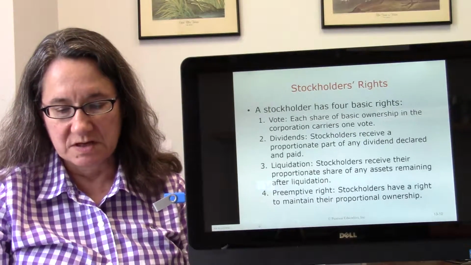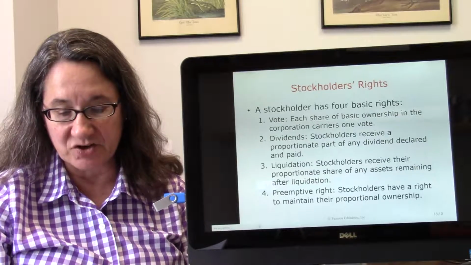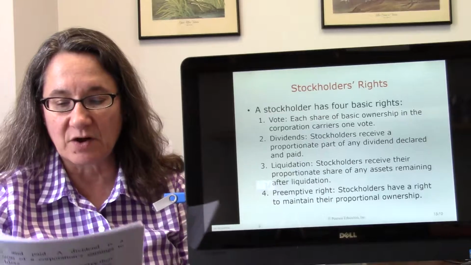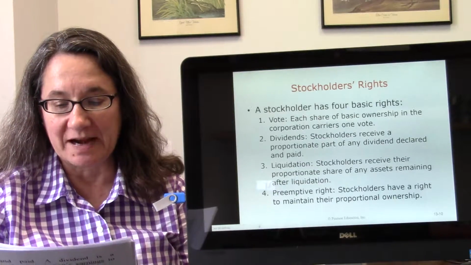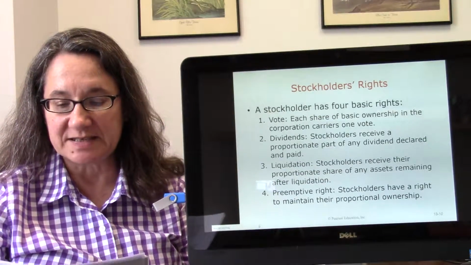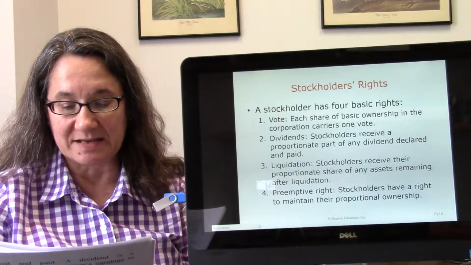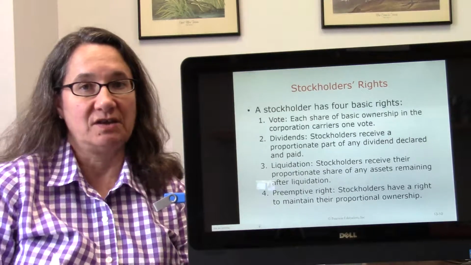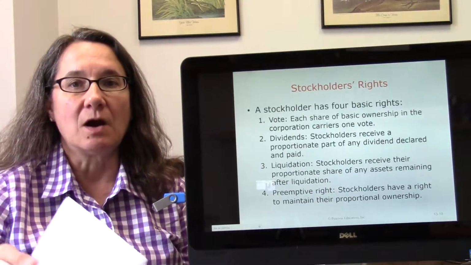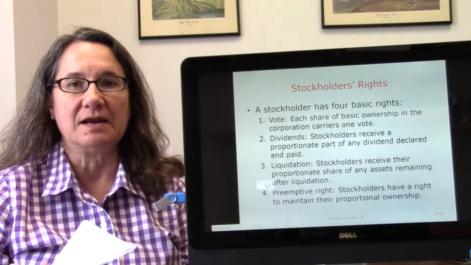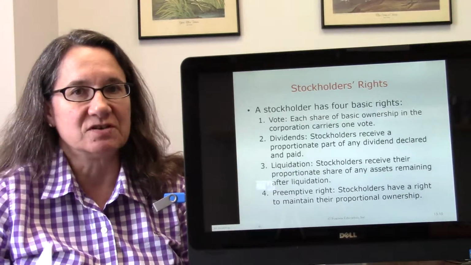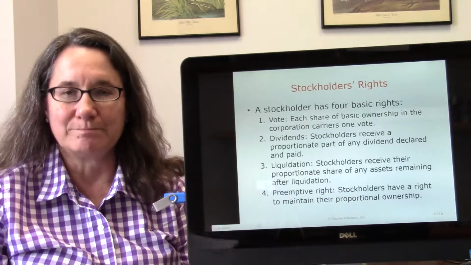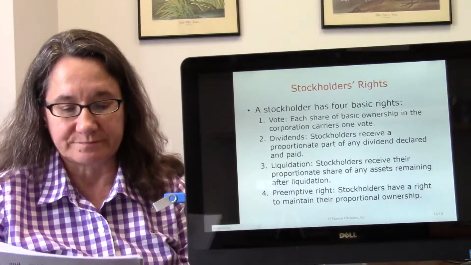You have the right to vote. Stockholders participate in management indirectly by voting on corporate matters at stockholder meetings. This is the only way in which a stockholder can help manage the corporation. Normally, each basic share of ownership has 1 vote. So if you have 1 share, you get 1 vote. If you have 50% of the shares, you get 50% of the vote. That's why large stockholders have a lot of say in a company, and somebody like you or me who just has a few shares, we don't have very much say. So you have the right to vote. Basically, it goes by how many shares you have.